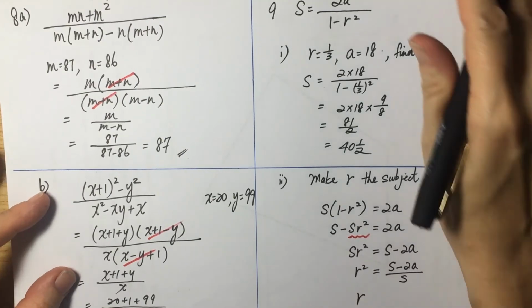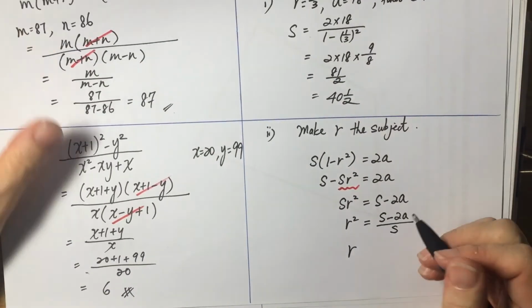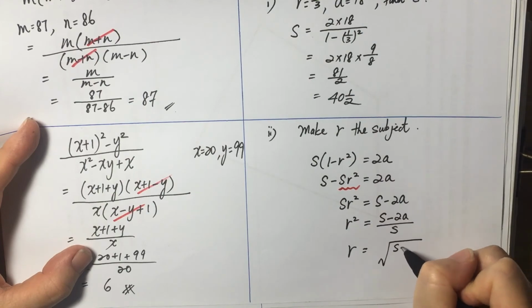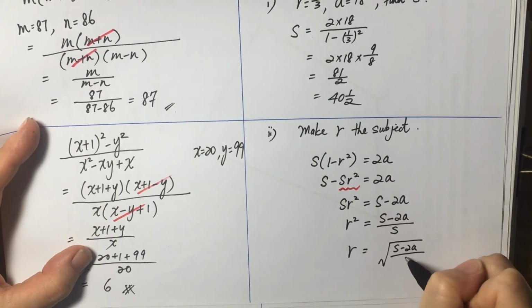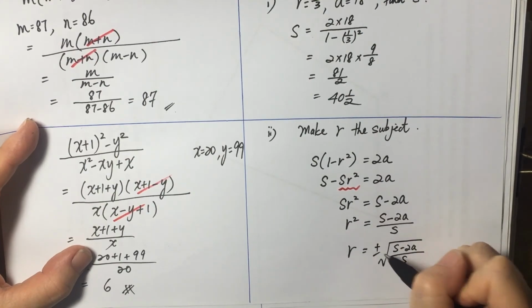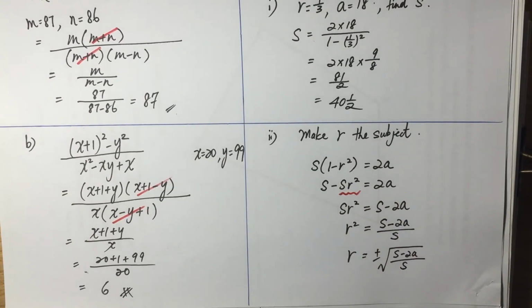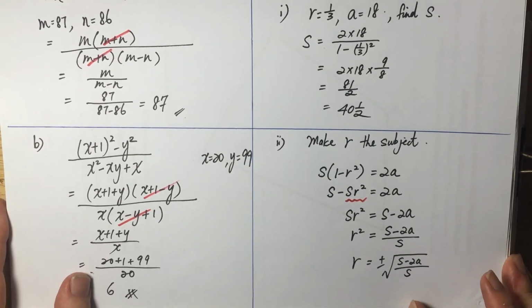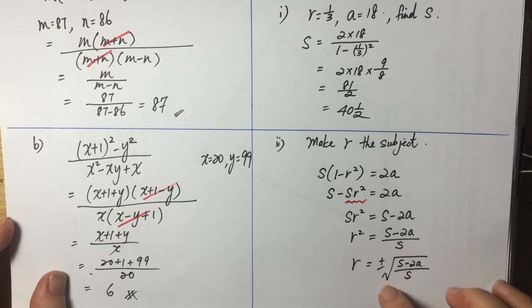So I want to get the value of r, right? Not r squared, but r. So I'm going to take the square root of s minus 2a over s. Positive or negative? Because it's possible to have positive or negative, because we don't know the value of r. r need not be a positive number. It might be a negative number. So we have to take both roots.